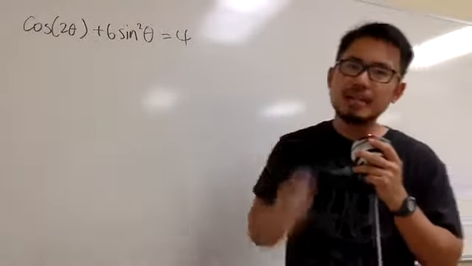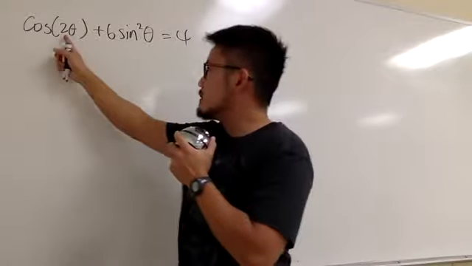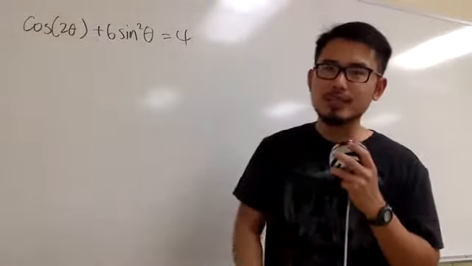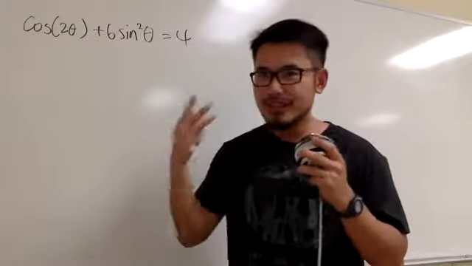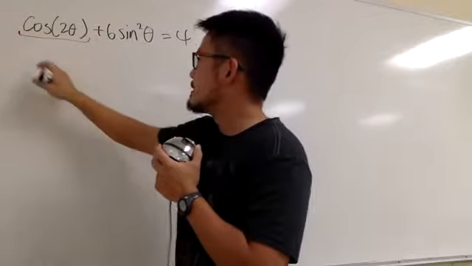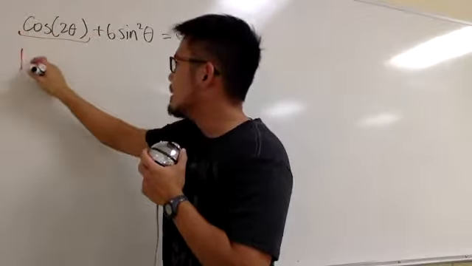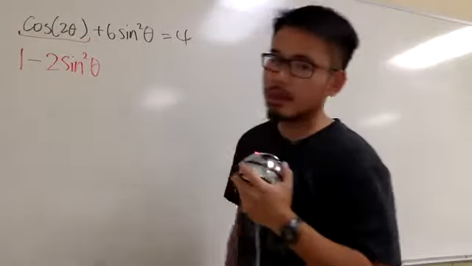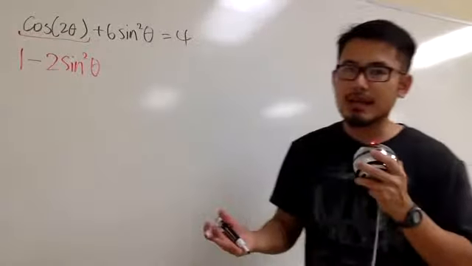Okay, keep that in mind. But then this is 2 theta in cosine. We do have a double angle formula for cosine, right? Which one should we use though? It has 3 versions, right? So the version that I'm going to use right here is that this is the same as 1 minus 2 times sine squared theta. And this is another thing you have to keep in mind.